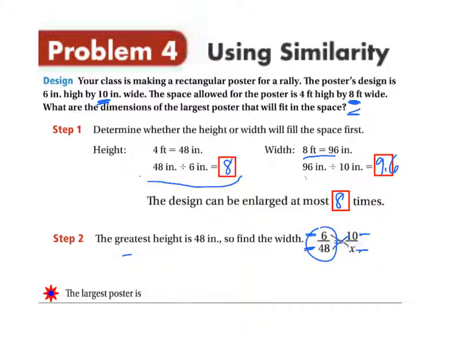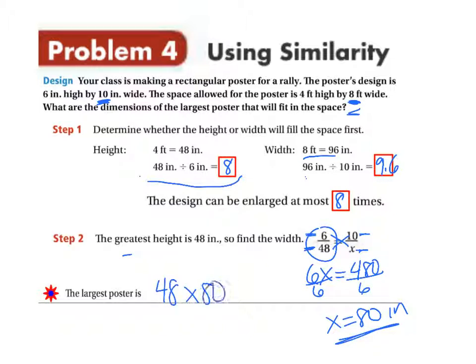So do your cross products. 6x equals 480. Divide by 6. X equals 80. Okay, so to keep this all nice and proportional as I enlarge it, I'm going to be able to make the width of it 80 inches. So the largest poster, let's go ahead and put both dimensions. The largest poster is going to be a 48 by 80 inch poster. That's the largest poster.